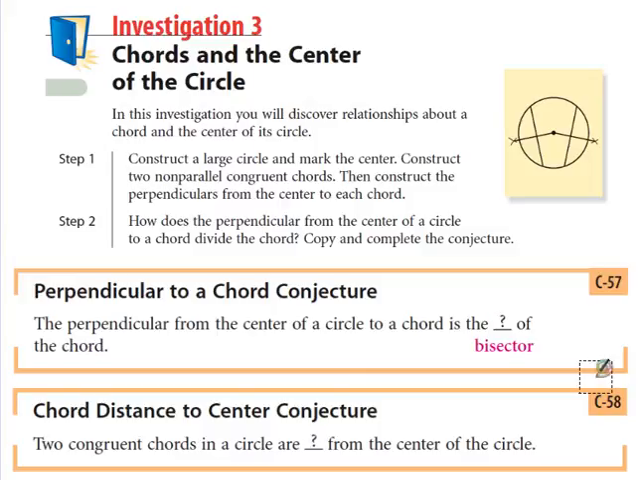And then finally, two congruent chords in a circle are equidistant from the center of the circle, which means they are the same distance. Okay, I'll let you get those down and then we'll move on.